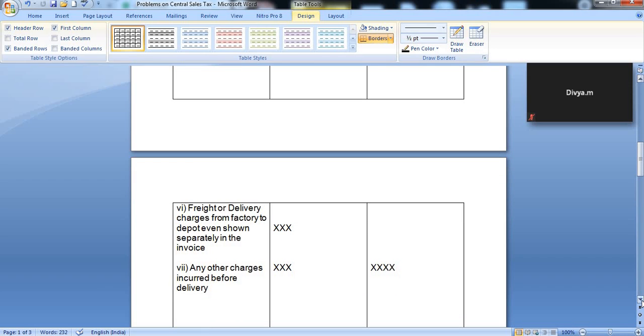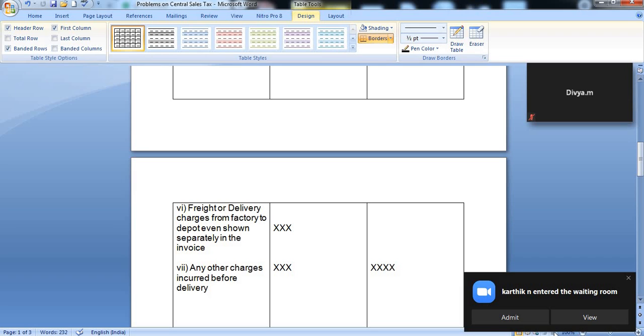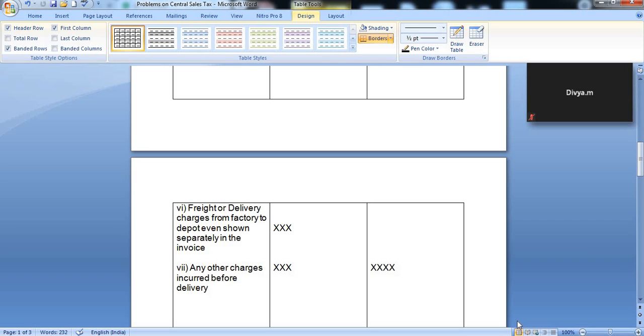Okay, any other charges incurred before delivery. Before you deliver the goods to the buyer, any other charges which you incur before the delivery of the goods has to be added to the net sales figure.